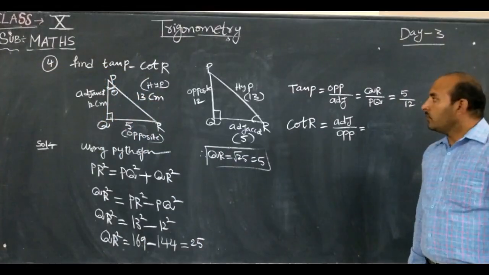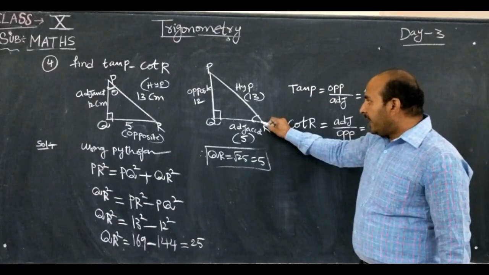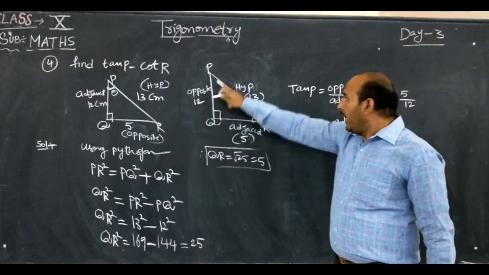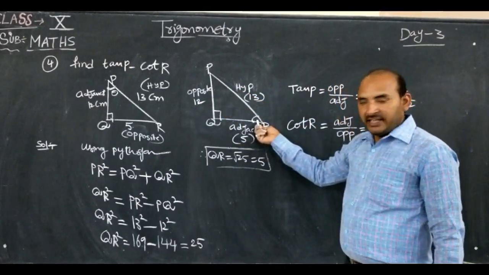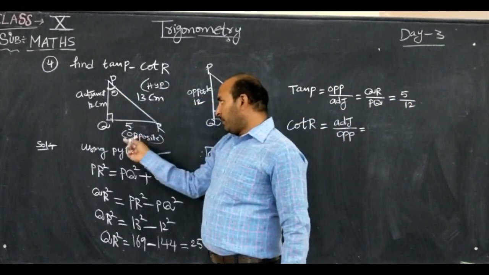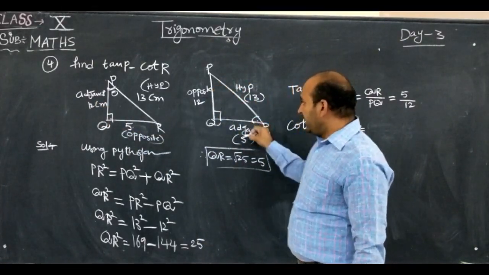Now here your angle is at R, which is clearly opposite to the side. The opposite side value according to the diagram is 12, and the hypotenuse value is 30. This is the base. Only when the angle position changes will it become the opposite. At angle P, this is the opposite and this is the adjacent side, but when the angle is R, this is the opposite and this is the adjacent side.